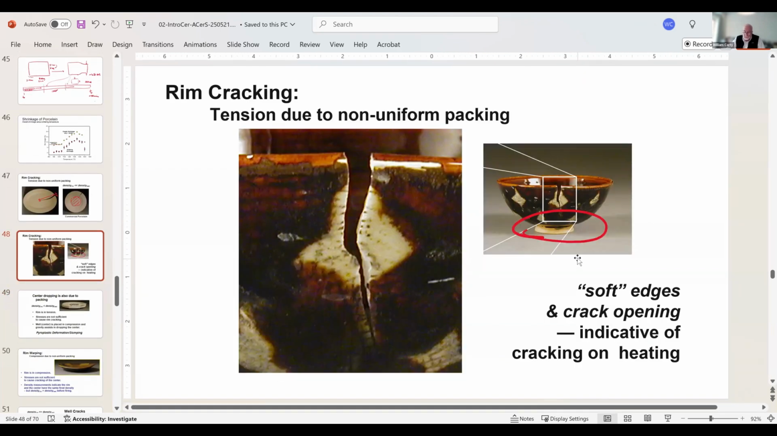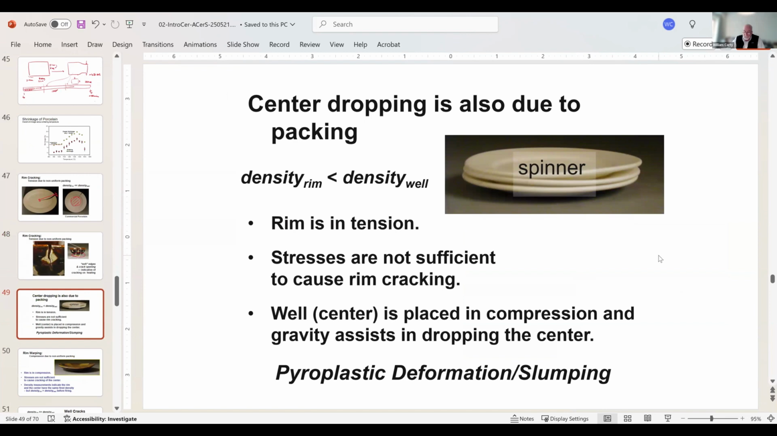Oops. So center dropping, density of the rim is less than the density of the well. So as a clarification, this is the rim, right? This is the well. Okay. So the density of the rim is less than the well. That means that the density of the rim wants to shrink more. So you have a choice. What happens is in that case, the rim is now placed in compression. Excuse me, rim is placed in tension. Well is placed in compression.